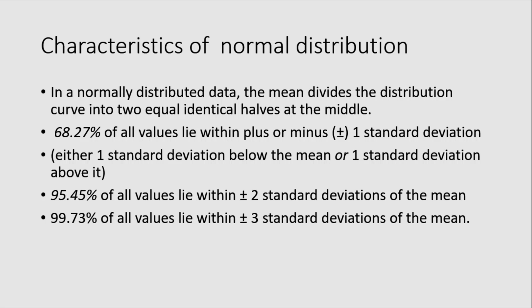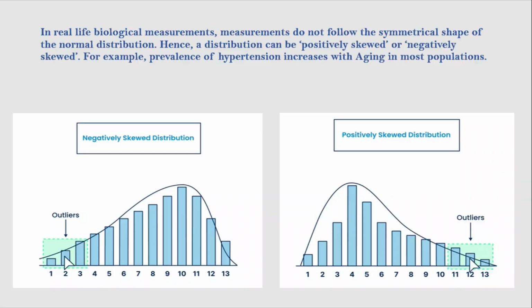This is the next slide. Then the characteristics of a normal distribution. This is very important because as time goes on, you have to use this knowledge to understand other things that we're going to talk about. In a normally distributed data, you find the mean at the middle of the distribution curve and you divide your data into half. It says that 68.2% of all values will fall between +1 and -1 standard deviation.